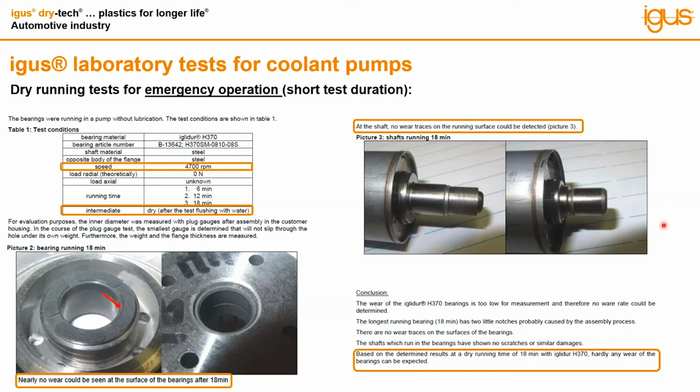And what's really important about that is that if you have any significant wear, you can increase a lot of things, including the play in the system, as well as the potential noise in the system. So it's important for us that we reduce the amount of wear that you'll see. So dry running with our H370 material, you can see that there was virtually no wear on the bearing or the shaft and the entire assembly as a whole.